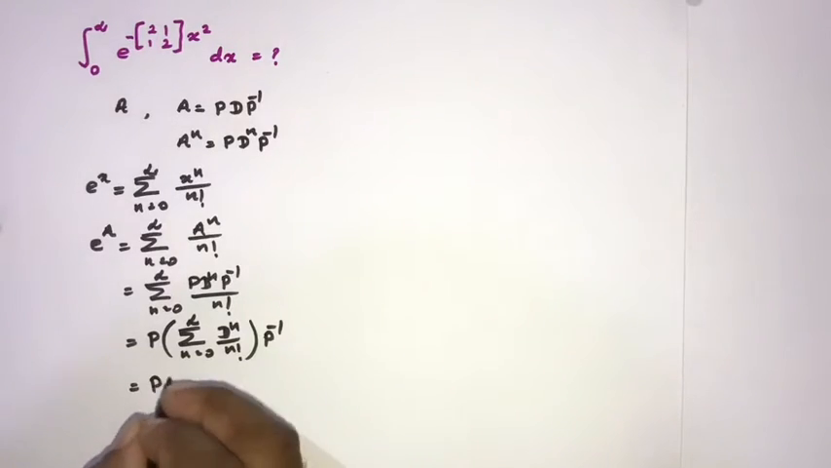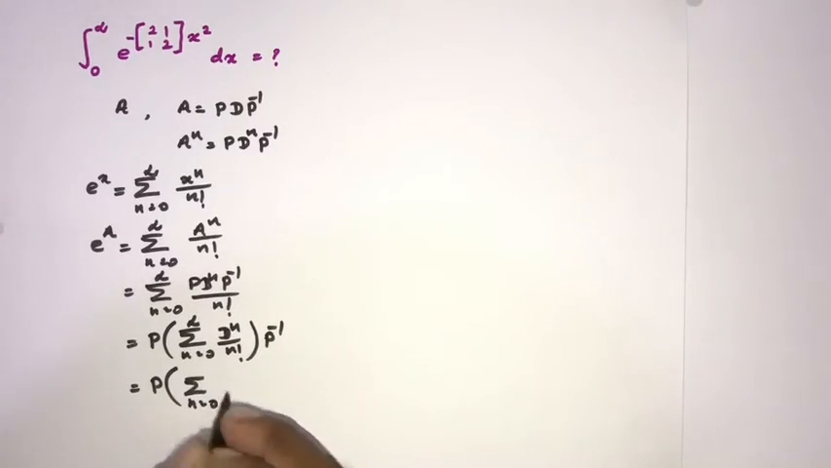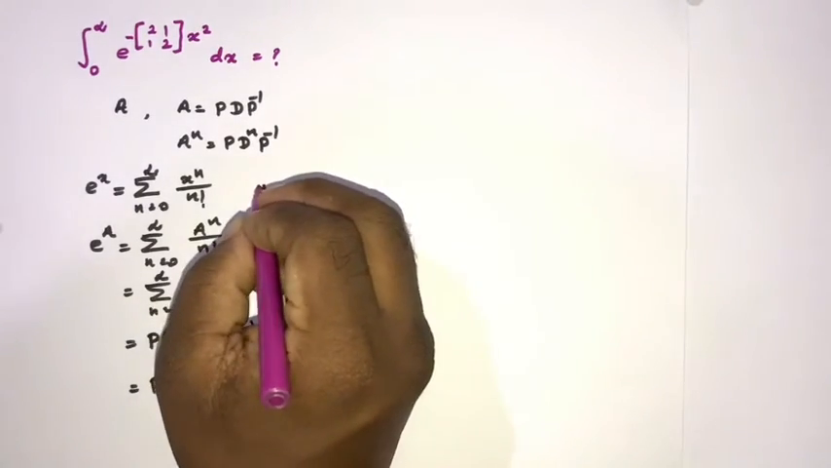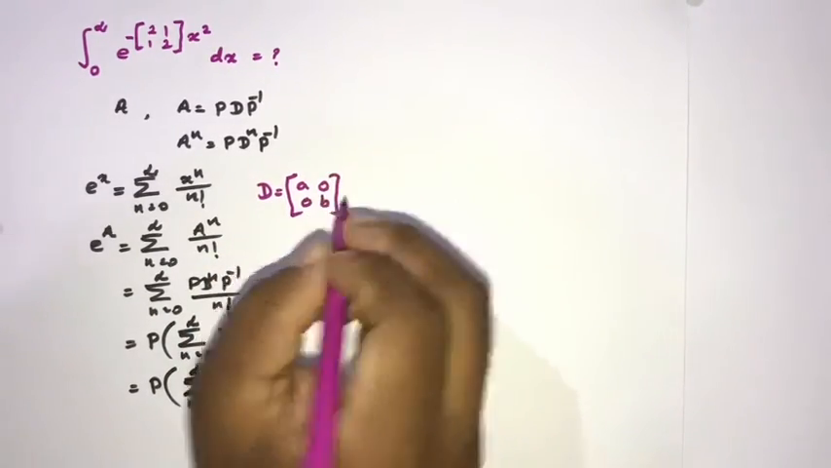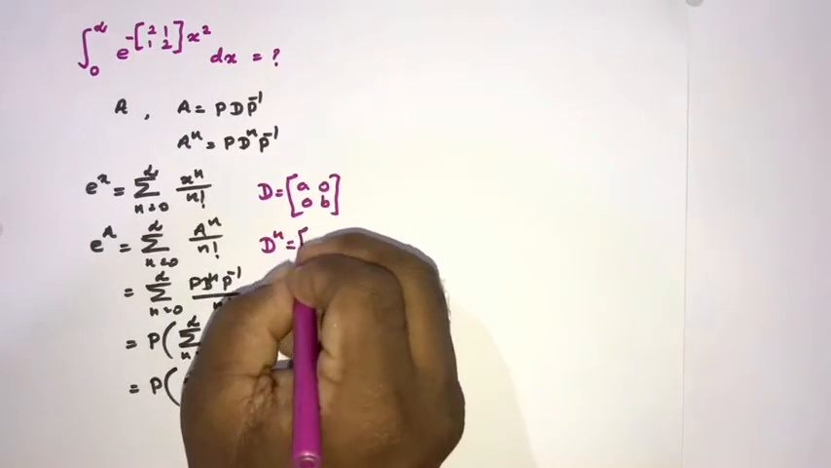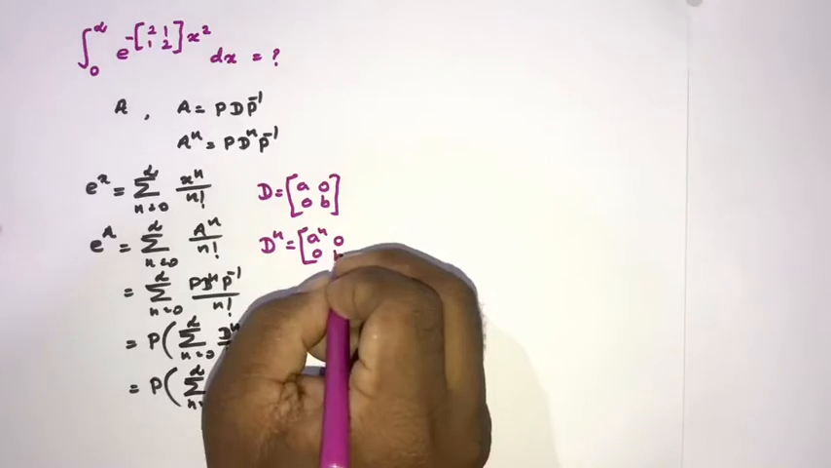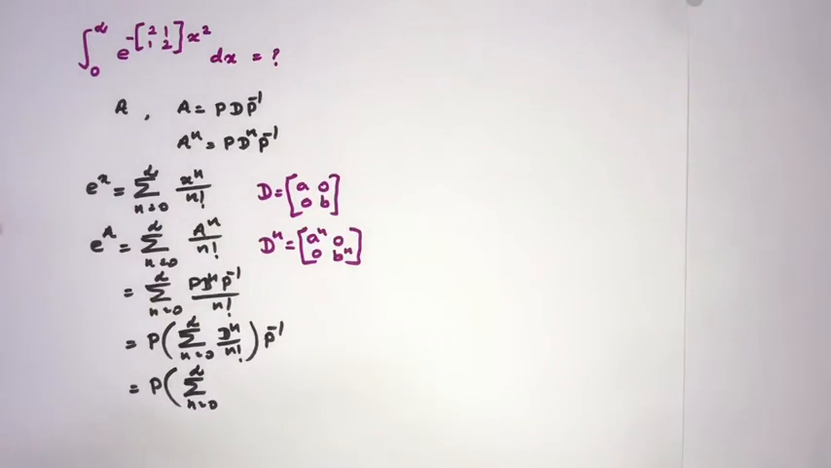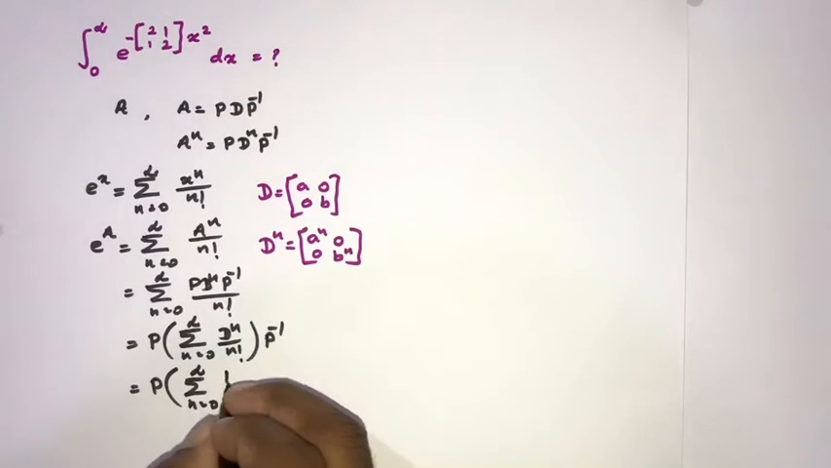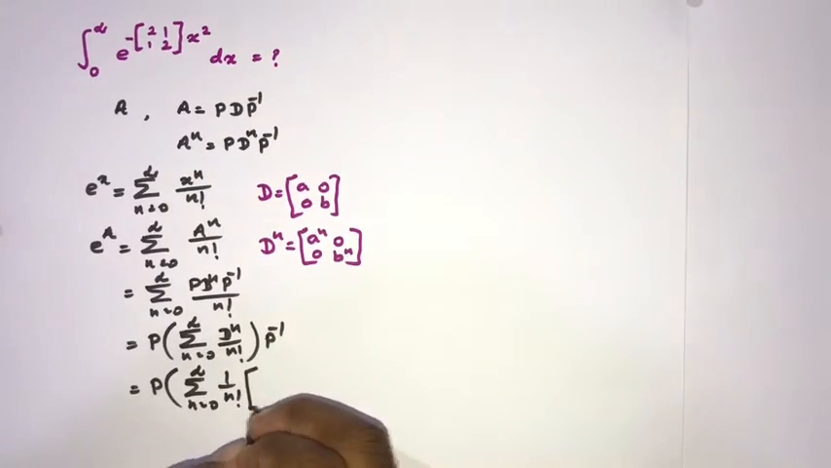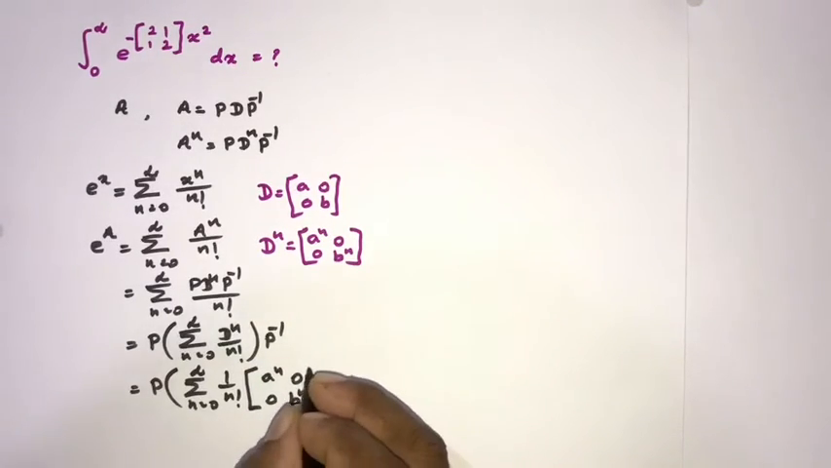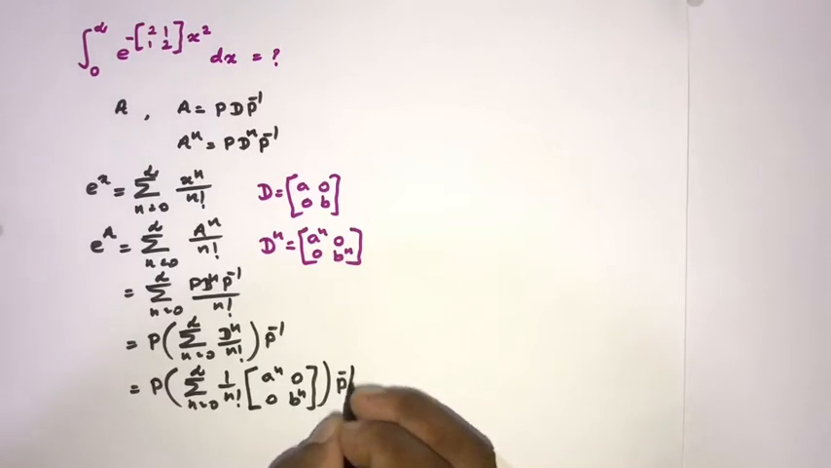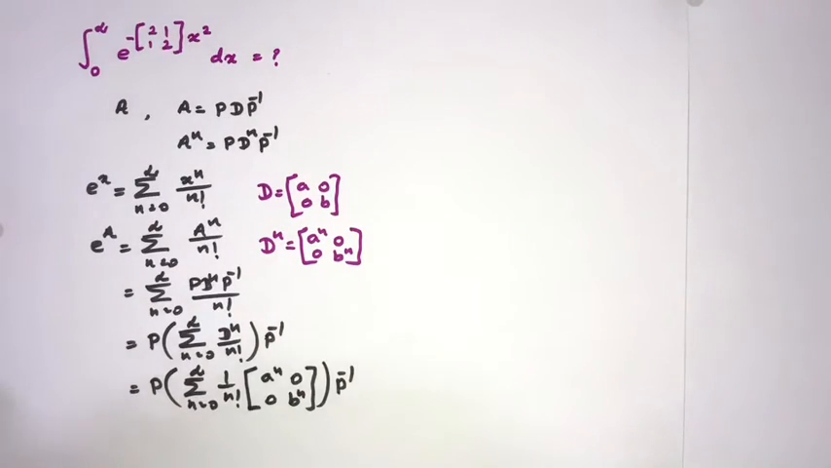Here P, now the sum from 0 to infinity. Now if we take the diagonal matrix D equal to [a 0; 0 b], we know D to the n is [a to the n 0; 0 b to the n]. So we can plug in here. Now we have 1 over n factorial, and instead of D to the n, we have [a to the n 0; 0 b to the n], then P inverse.